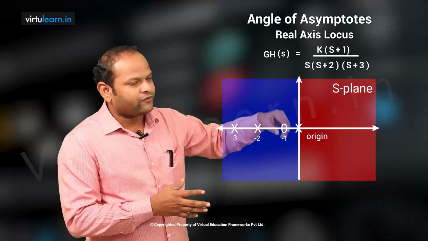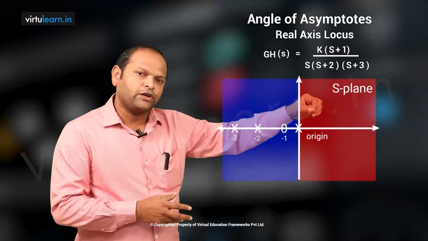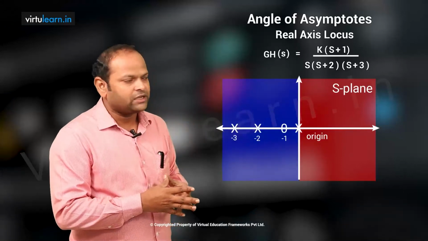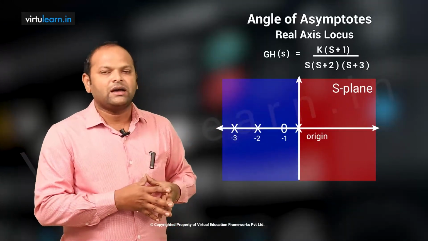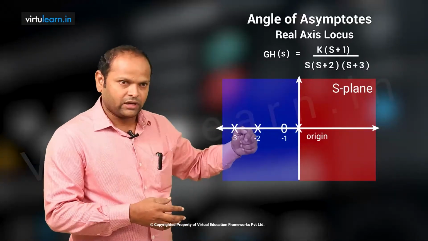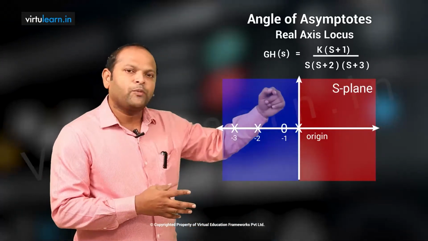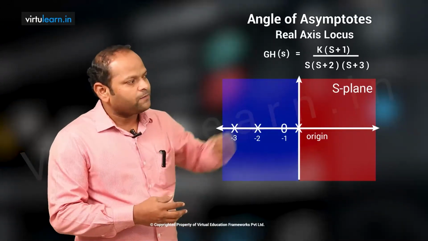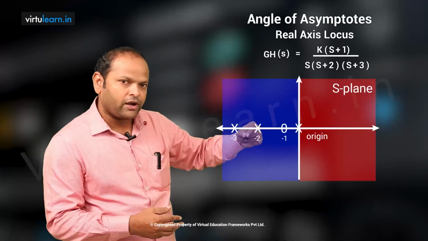So let us take the first segment from plus infinity to 0. If you take any point in this segment, from that point to the right side, if you measure the number of poles and zeros, there are no poles or zeros. That means from origin to plus infinity, we don't have any root locus on the real axis. Let us take the second segment from 0 to minus 1. Take any point in between, count the number of poles and zeros on the right side. There is one pole at the origin, the number is odd, which means root locus can exist between 0 and minus 1.